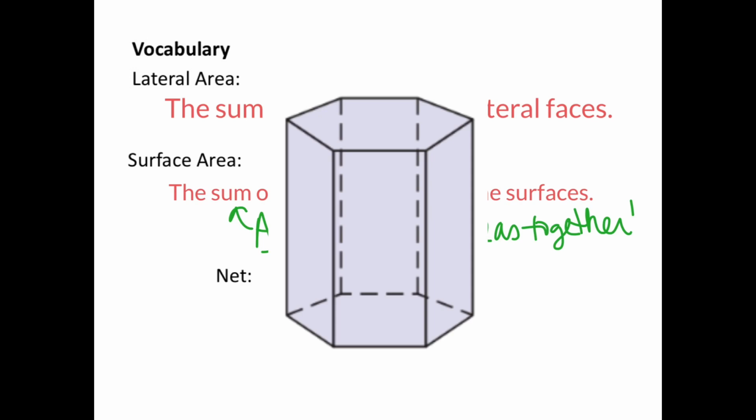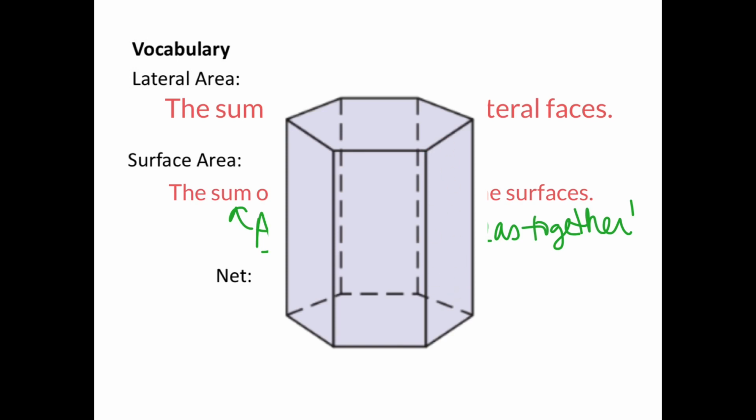On this prism, this is a hexagonal prism because the bases, the top and bottom, are hexagons: 1, 2, 3, 4, 5, 6. So this is called a hexagonal prism. The lateral area refers to the area of these rectangles. There are 6 of them.